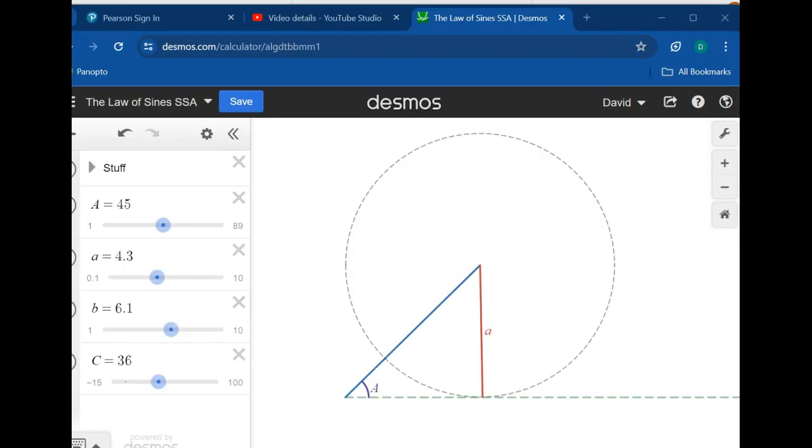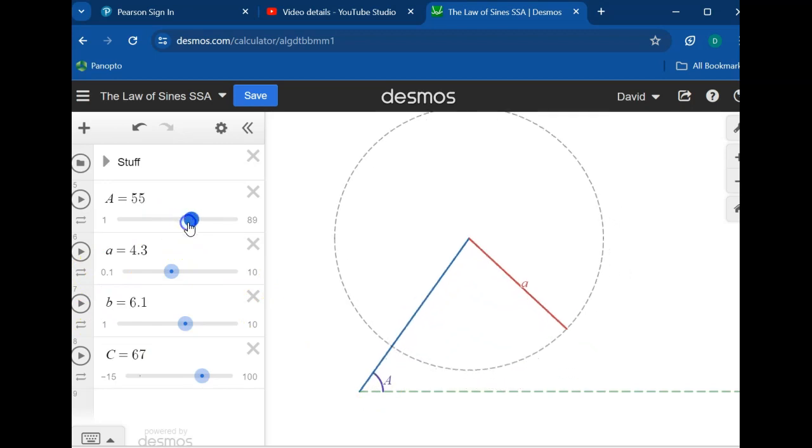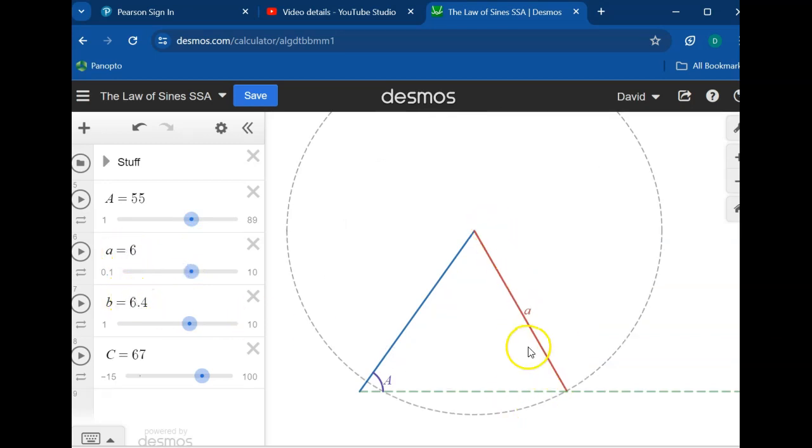All right, now we're up to the pain in the SSA case. We are given two sides and the angle that's not between them. So I'm given this blue side, I'm given this red side, but the angle I'm given is not between these two. That allows this angle to be other things, and I can rotate around and get different possibilities. So hypothetically, if this given angle was 55 degrees, and this side length was 6 units, and this was 6.4 units, you can see I have a triangle there. But I could also have a triangle over here. So there's this possibility of another triangle.